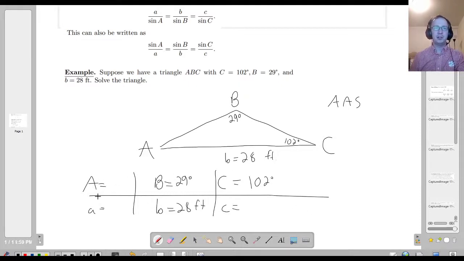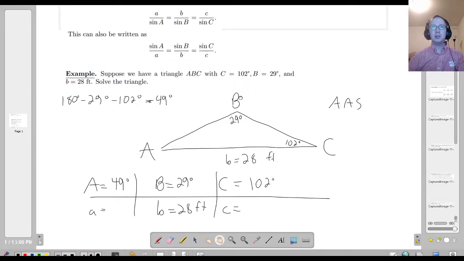So if I want to find the measure of angle A, I'm just going to do 180 minus 29 minus 102. Whatever's left should be my angle for A. If I do that subtraction, I'm going to get 49 degrees. So without doing any complicated math, I know that the measure of angle A is 49 degrees. I'm going to fill that into my table. What's left is I need to find little a and little c.